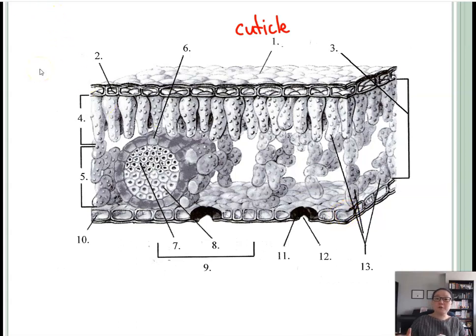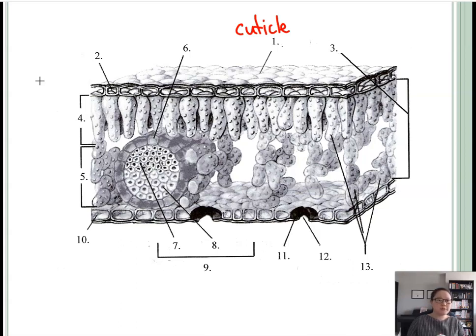Another feature of the cuticle is that it is colorless and it is transparent, and so it will let most of the light that hits the leaf go right through it, because the cuticle itself does not have anything to perform photosynthesis. Now, for the next part, I am going to do number 2 and number 10 together because they are fairly similar.